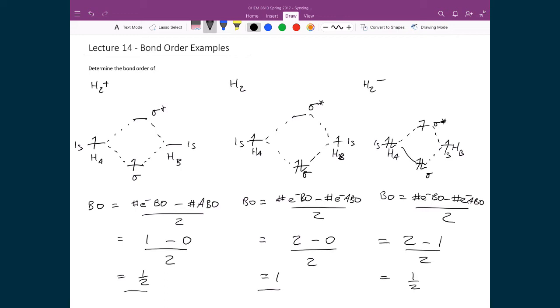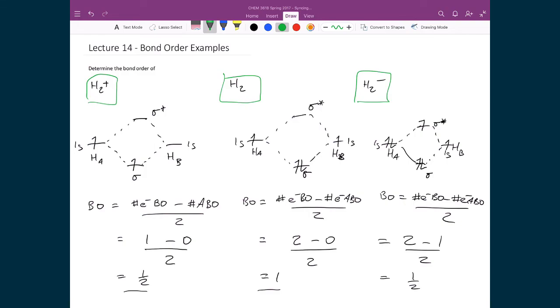I get 1/2 again. What this ends up telling us is that molecular hydrogen, H2, has the strongest bond out of these three cases, where if I add an extra electron, I weaken the bond, and if I take away an electron, I also weaken the bond. This is part of the predictive power of how bond orders can tell us how strong the bonds are between atoms.